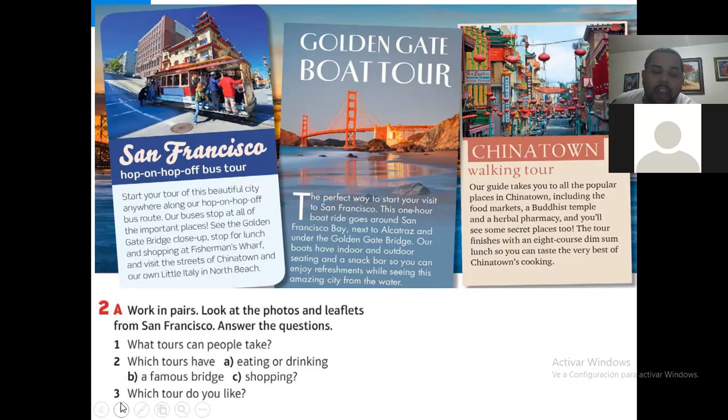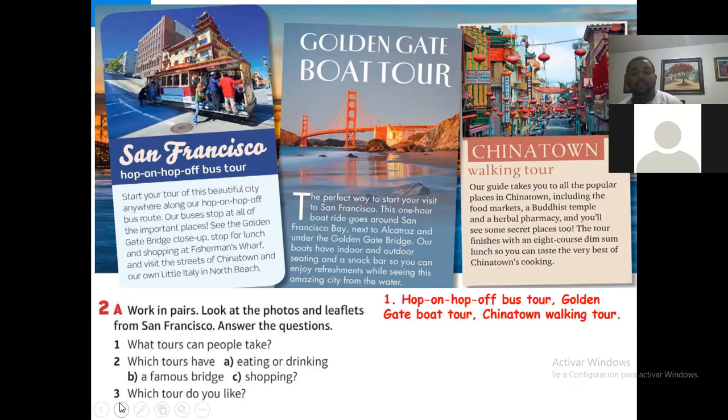So which tour has eating or drinking, a famous bridge, and shopping? Eating or drinking is Chinatown. Okay. Famous bridge is Golden Gate Boat Tour. Okay. And the shopping is also the Chinatown. Yeah, that's right. And which tour do you like? I like the Chinatown tour. Amazing. So look at this. Let's continue.